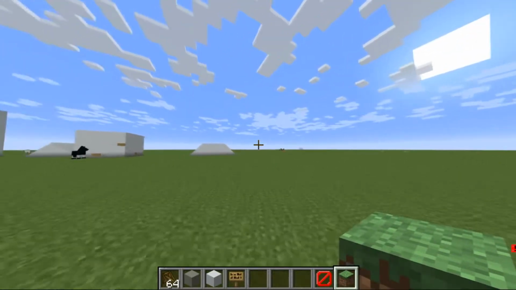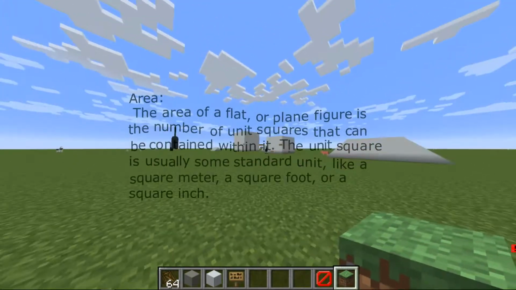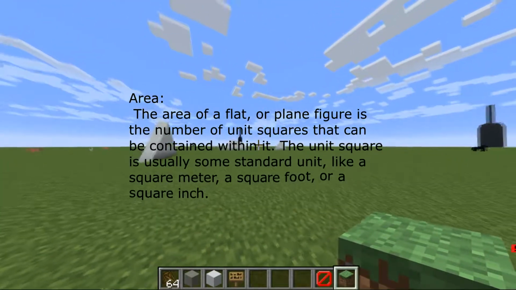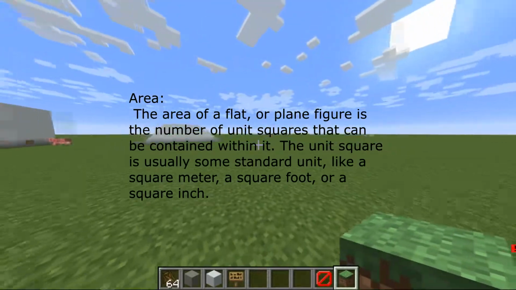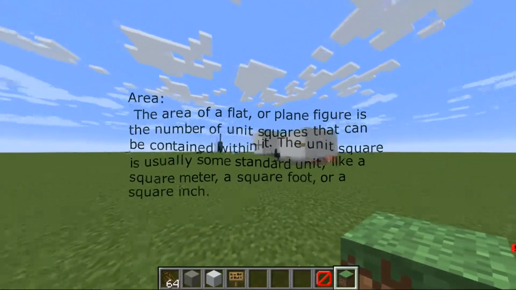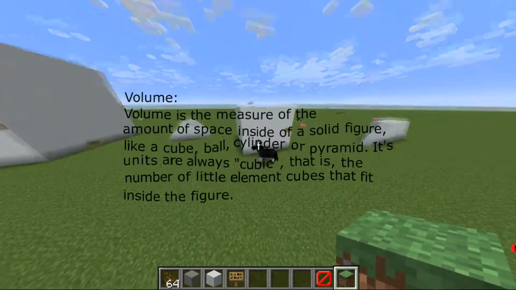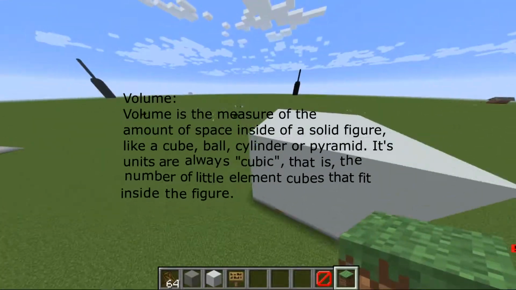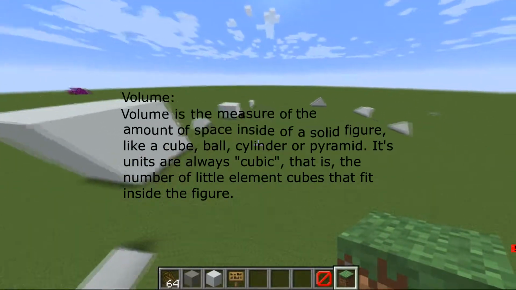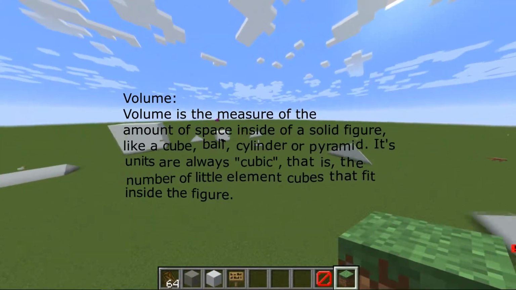First, I'd like to start off with a definition of area and volume. Area. The area of a flat or plane figure is the number of unit squares that can be contained within it. The unit square is usually some standard unit like a square meter, a square foot, or a square inch. Volume. Volume is the measure of the amount of space inside of a solid figure, like a cube, ball, cylinder, or pyramid. Its units are always cubic, that is, the number of little element cubes that fit inside the figure.